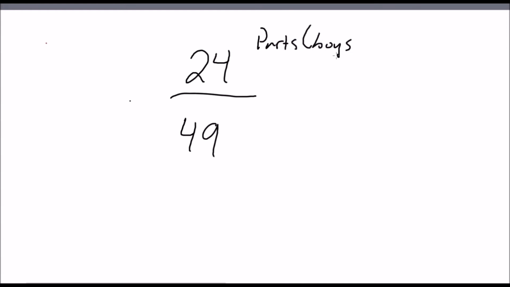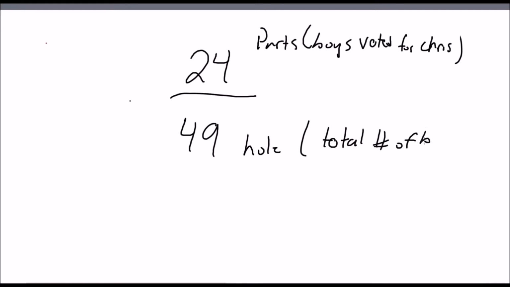Here we go. So I know I have 24 votes for Chris that were male, and that's what they want to know, how many of the boys voted for Chris. And I just said I have a total of 49. So this is the part, the boys who voted for Chris, and then our whole, our denominator, is the total number of boys. That's all we have to do there, and then we pop in our calculator 24 over 49, and let's see if my estimate was right.